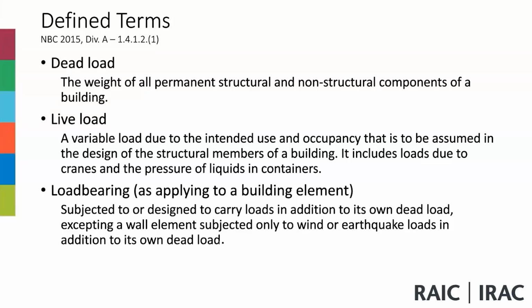For anything stored in the building, you're looking at the maximum weight of storage to be put in an F3 or an F2 building, and the equipment. So this is the variable load that's due to the intended use and occupancy that is assumed in the design of the structural members of the building. That's the live load. Whereas the dead load, as indicated above, is the weight of all permanent structural and non-structural components of the building.